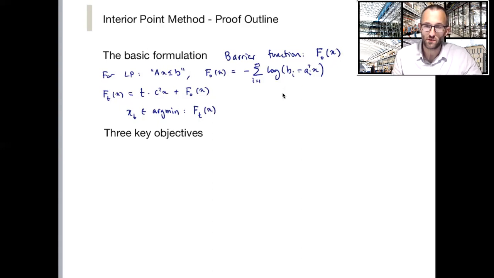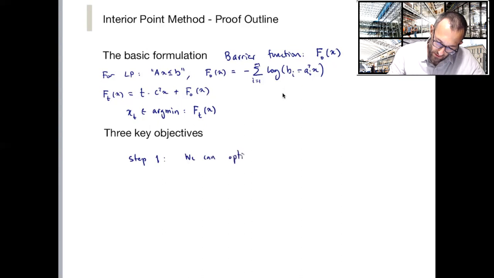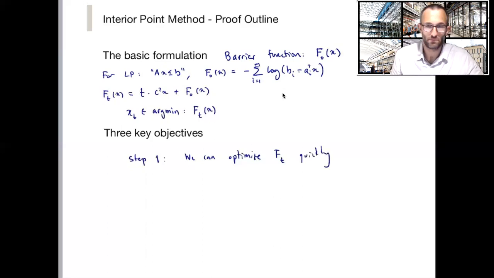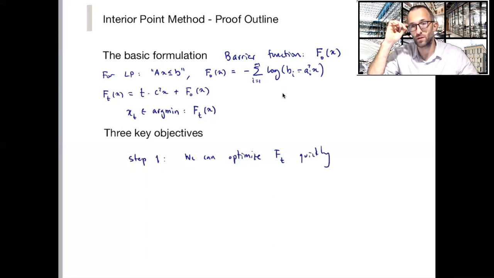The three key objectives we need: first, to show that we can optimize ft quickly. In particular, what that means is that we can use Newton's method and enjoy the quadratic convergence regime.